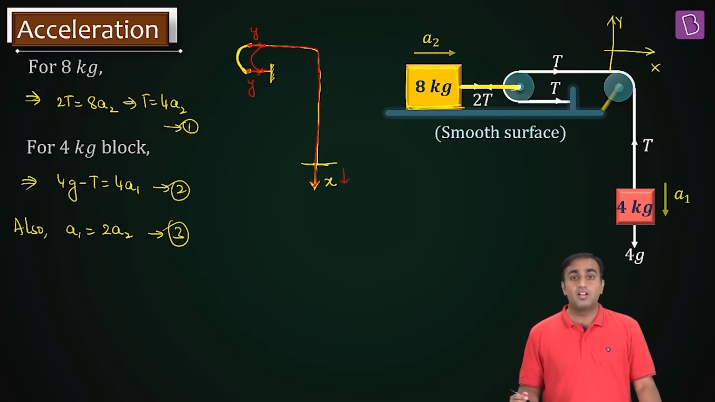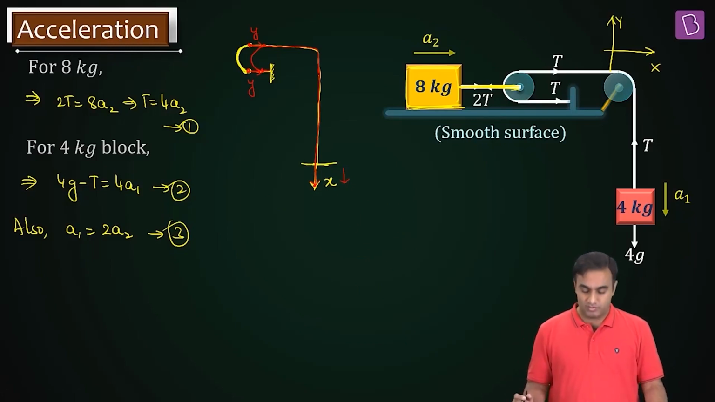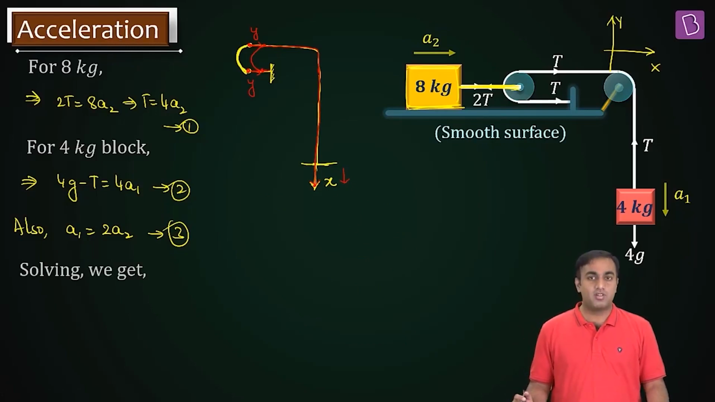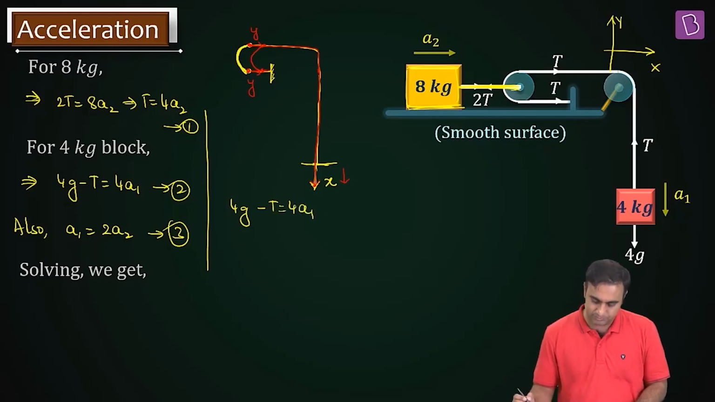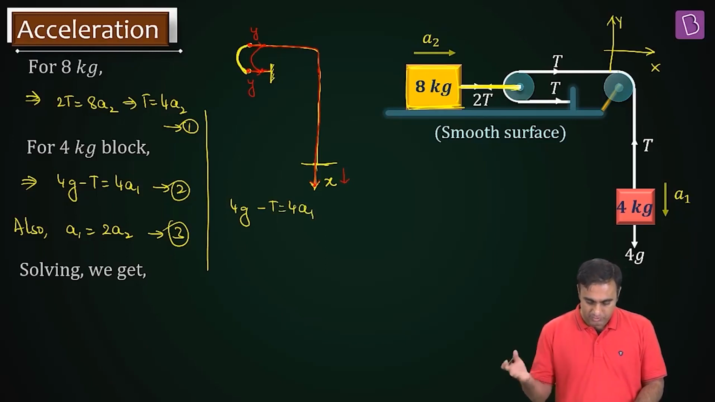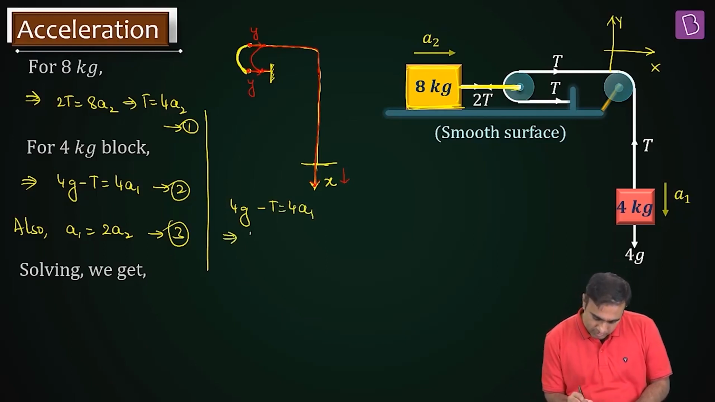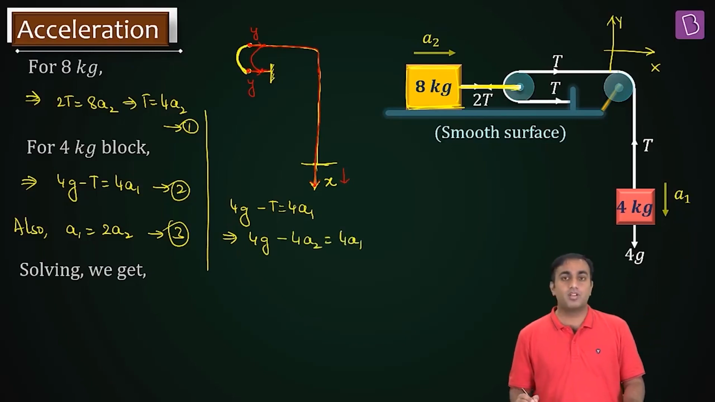What do we need? The value of a1. Now from these equations, let's solve to get a1. Take the second equation. We have 4g minus T equals 4a1. We can write T in terms of a2. So we have 4g minus 4a2 equals 4a1.